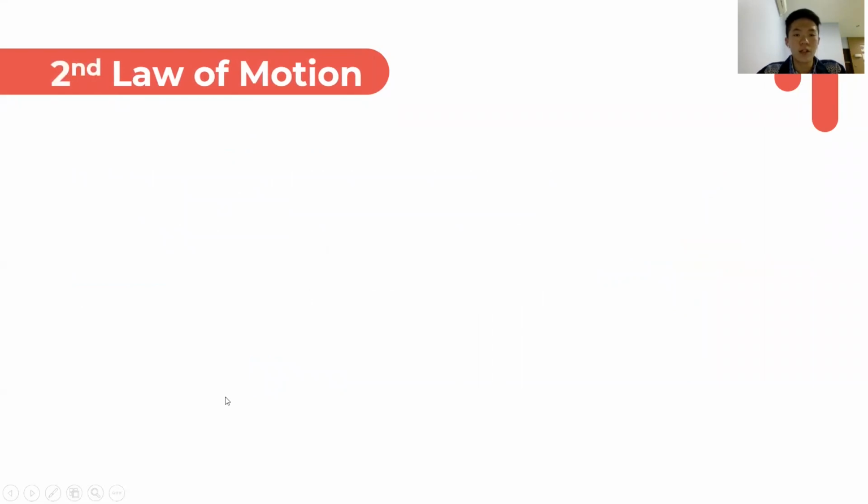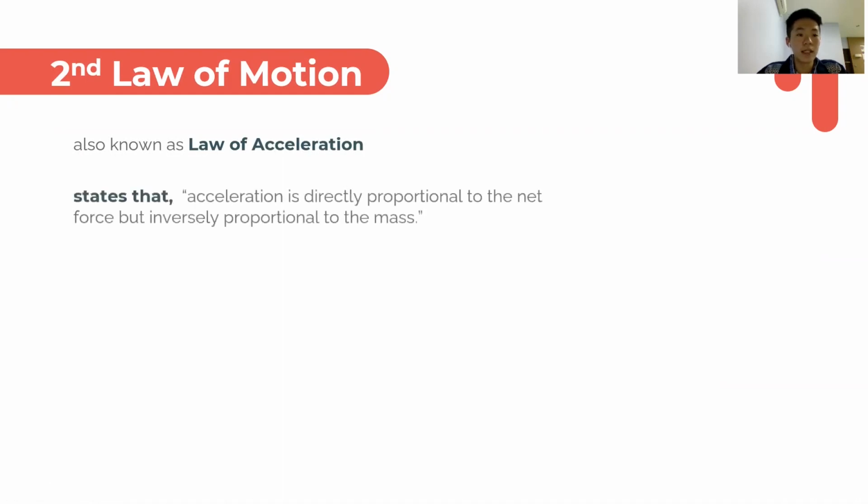The second one is the second law of motion. This is also known as the law of acceleration. The law of acceleration states that acceleration is directly proportional to the net force but inversely proportional to the mass. So a is proportional to the net force, but it is inversely proportional to the mass.